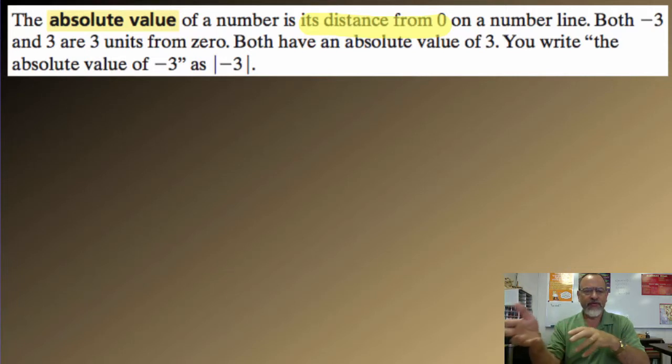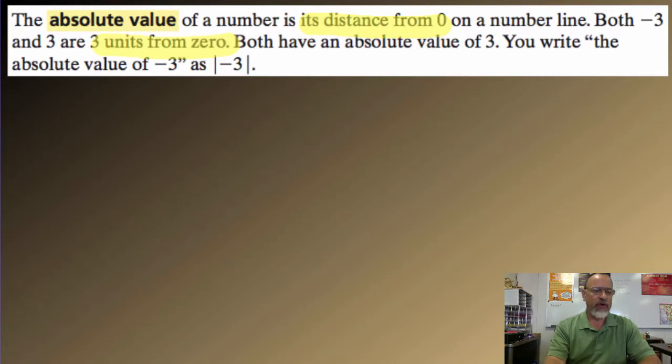Now, if we look at negative 3 and 3, they're both 3 units away from 0. It doesn't matter whether I go to the right 3 or to the left 3. How far have I gone? 3. And so the absolute value of both numbers is 3 because we're only interested in how far it is. We don't care about whether we're going right or left. The absolute value symbol doesn't care. It just wants to know how far you're going. So we want to kind of think of absolute value in those terms.